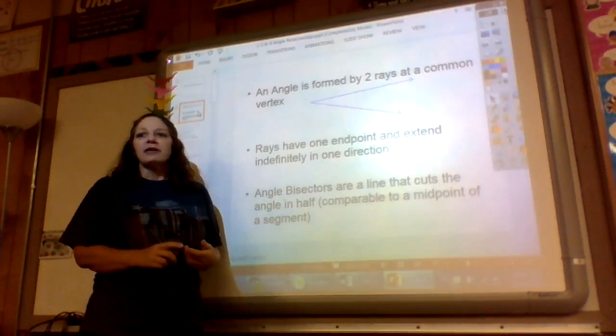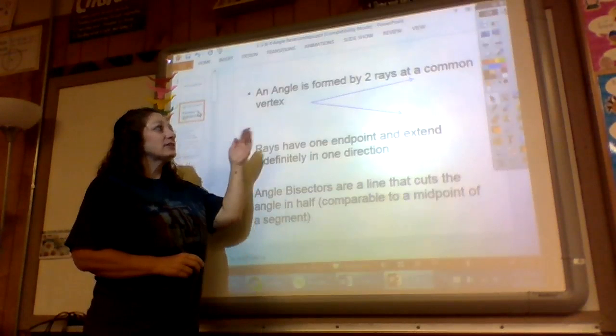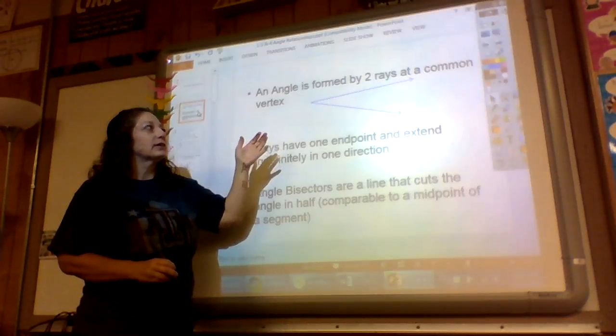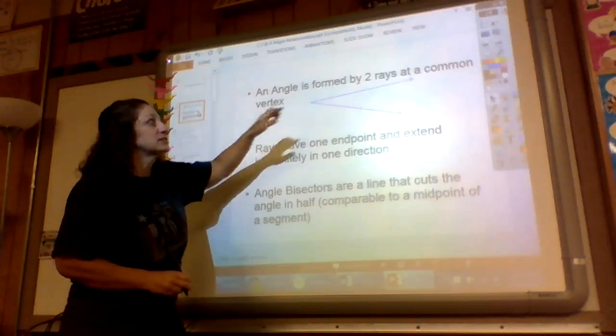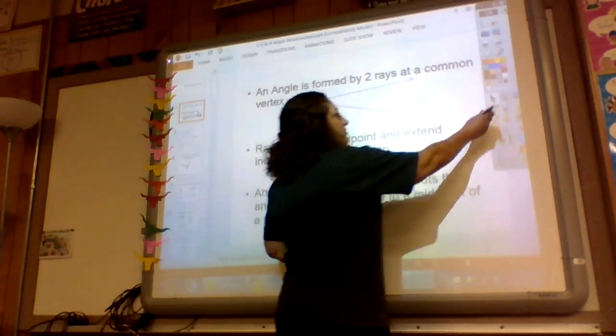All right, so we are talking about an angle today, and an angle is actually made up of three parts. I want to take this angle, like what's on the homework, and split it into those three parts. It says it's formed by two rays and then a common vertex. So let's find those things.